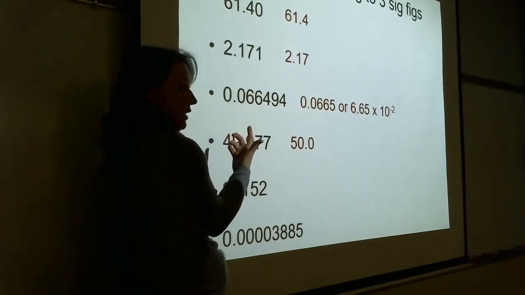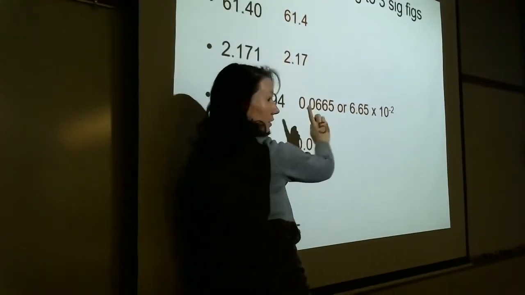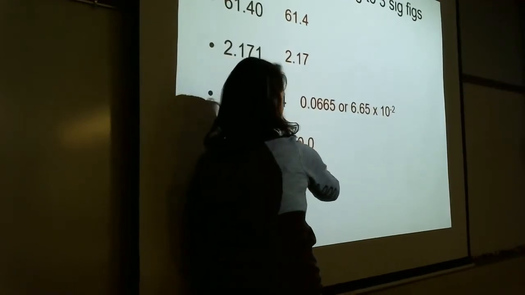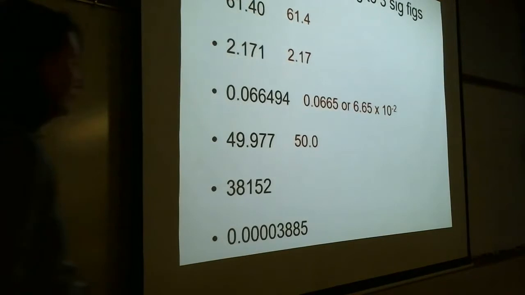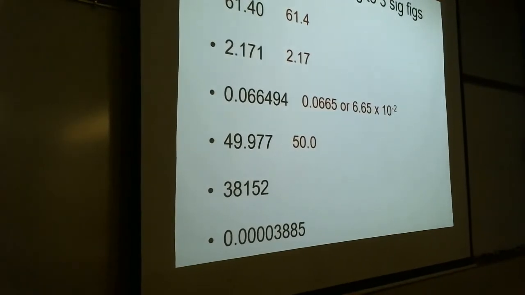I can't just write 50, right? Because if I wrote 50 with no decimal place, that would only have one sig fig, right? So to write 50 with three sig figs needs to be 50.0. Good. What about second to last one, three sig figs?